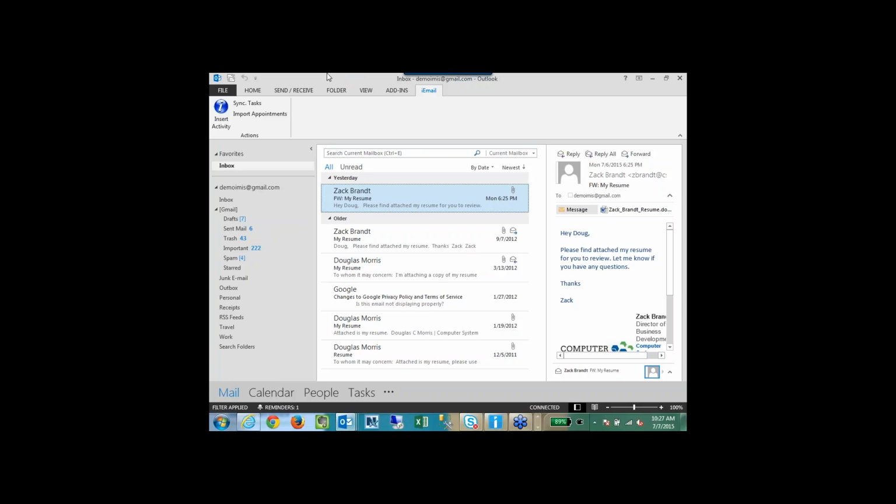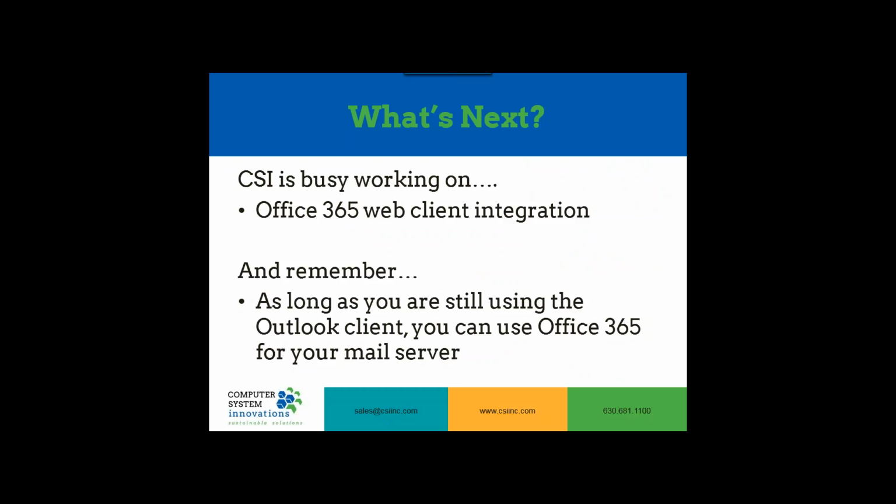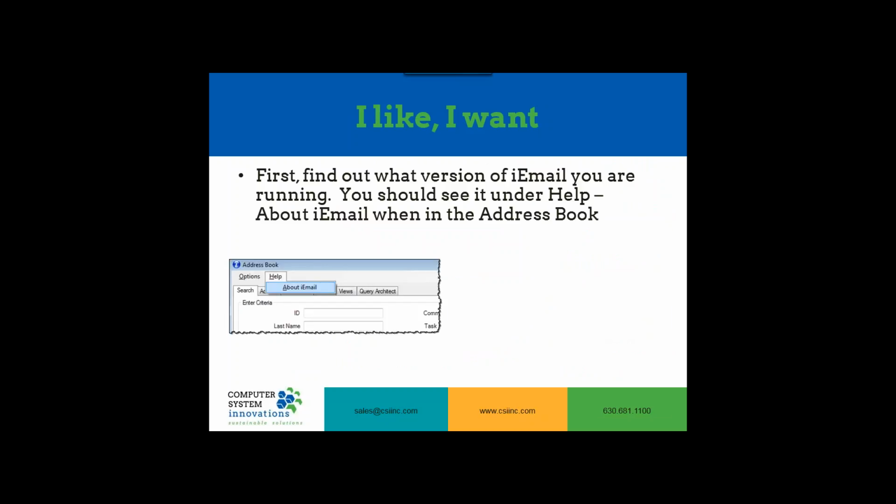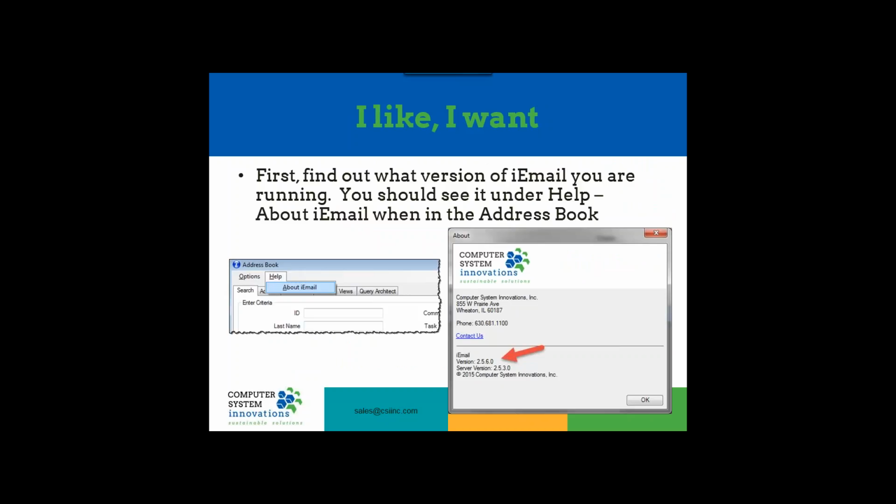But as long as you're in the Outlook client, iEmail works just fine. So you saw something that was really cool, and you want to find out what version you're on. Well, if you go to Help, About iEmail, right there you're going to see your version. Now, I'm going to show you something. Notice here that I have my iEmail version 2.5.6 and my server version 2.5.3.